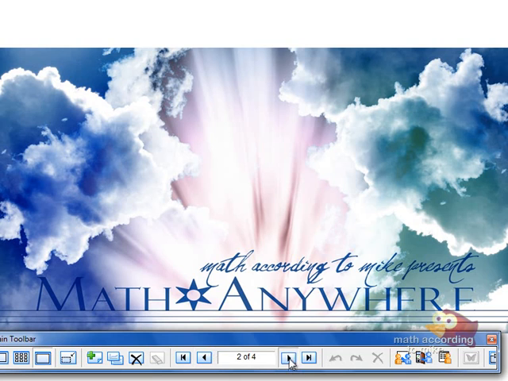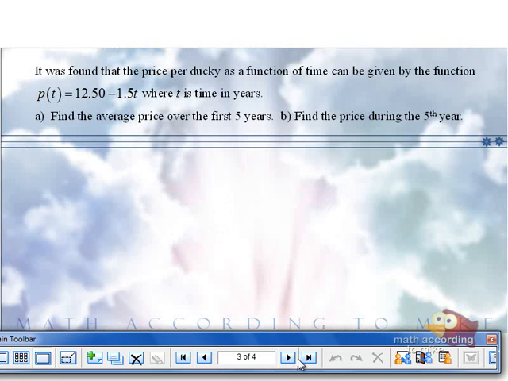Now we are playing with fire. It was found that the price per ducky, apparently, as a function of time can be given by that, where t is time in years. You can't see it. Well, it's on your paper. Find the average price over the first 5 years. Part B we'll do second, obviously.